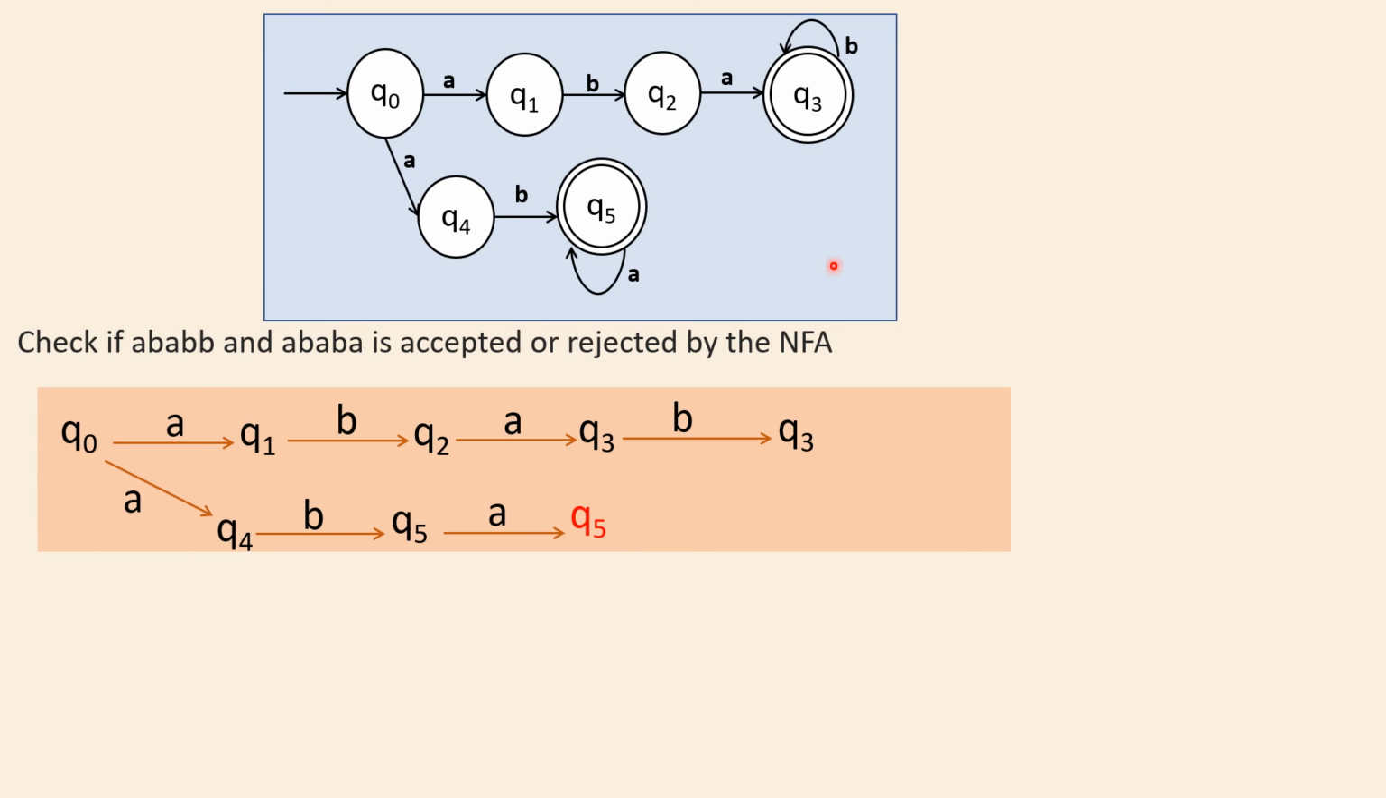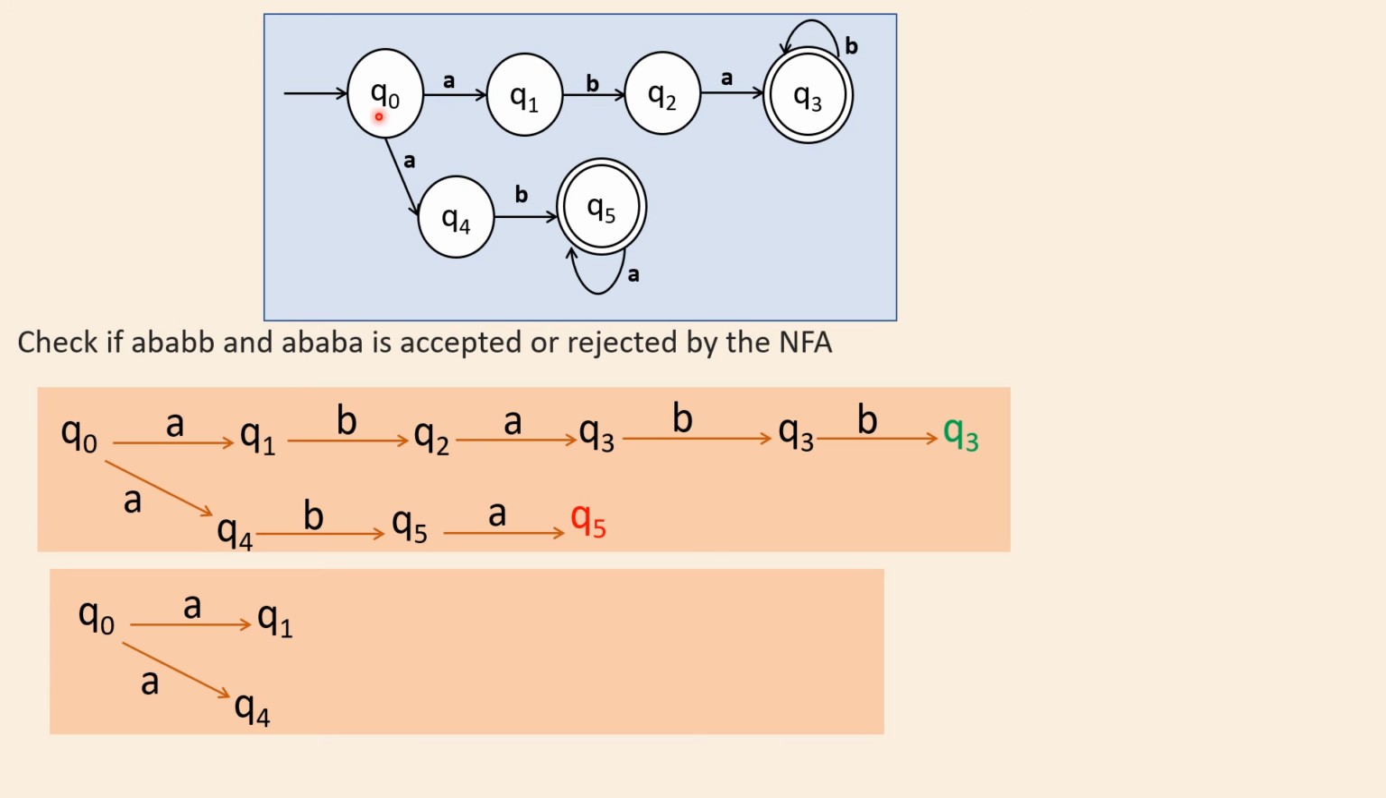Next, the last B, I am in Q3. So the last B again gets looped to itself, that is, Q3 on B is again Q3. Now Q3 is a final state, therefore it is accepted. So ABAB is accepted. How does it move? From Q0, A goes to Q1. From Q1, B goes to Q2. From Q2, A goes to Q3. From Q3, B again goes to Q3 itself, and because Q3 is a final state, this is an accepting string. Now let us see the other string.